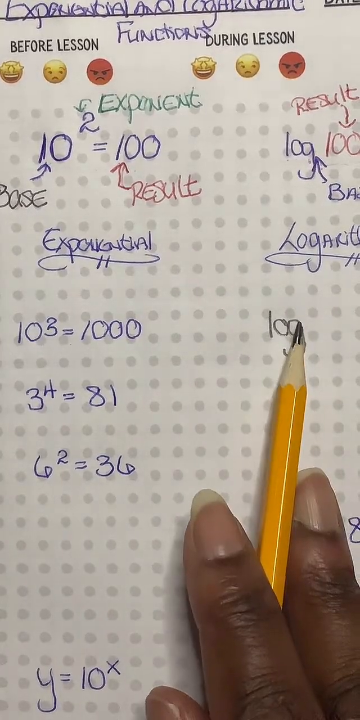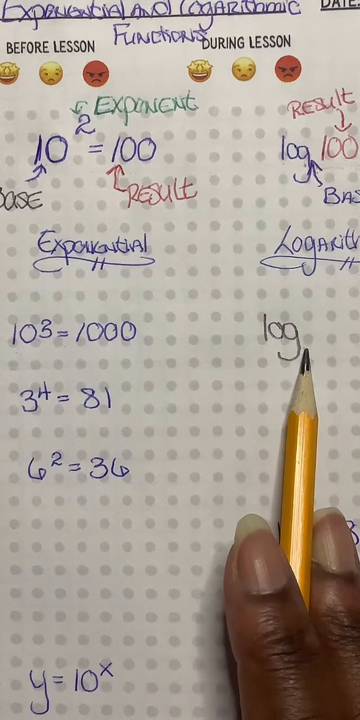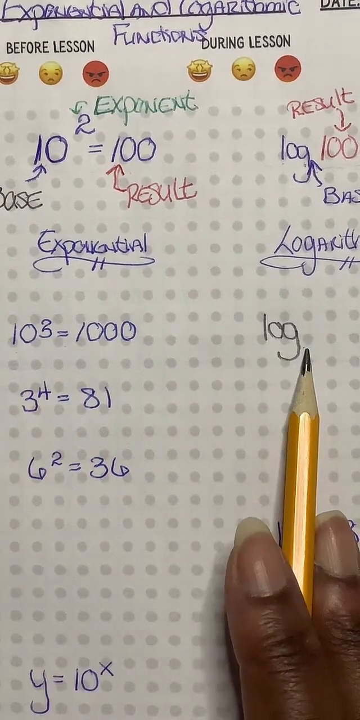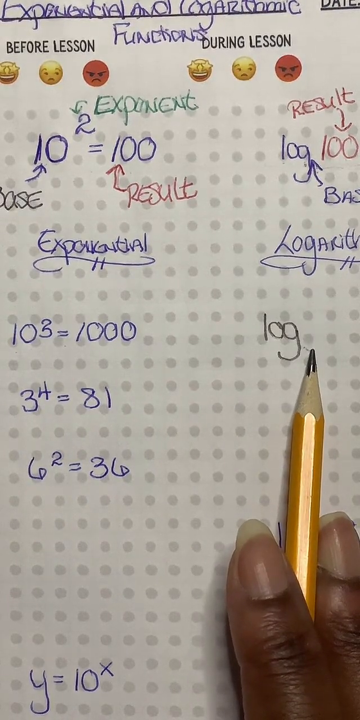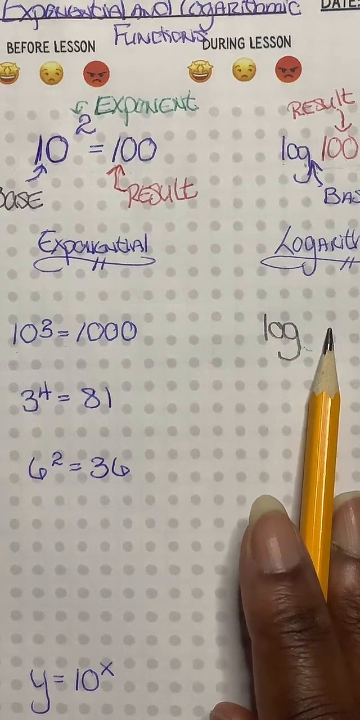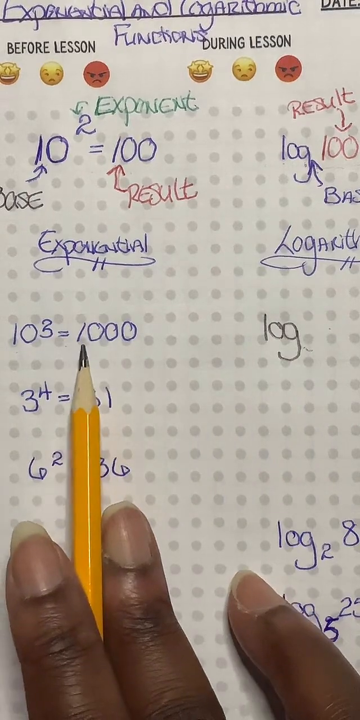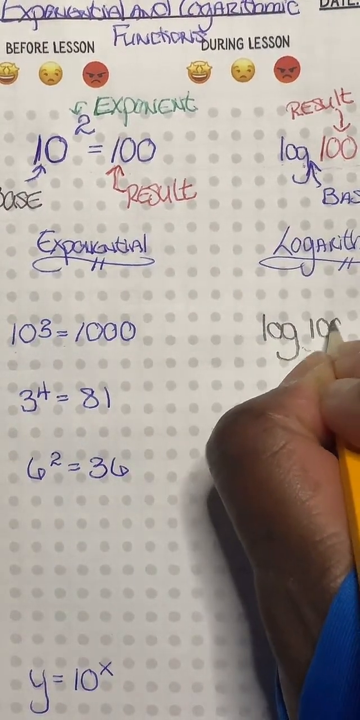So I write log. I put the base right down below. Since the base is 10, I don't have to write it because log comes naturally with a 10. Next to it, I'm going to write the result. The result is 1,000. So I write my 1,000.